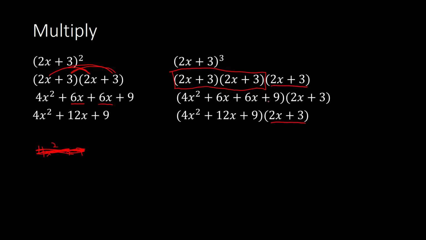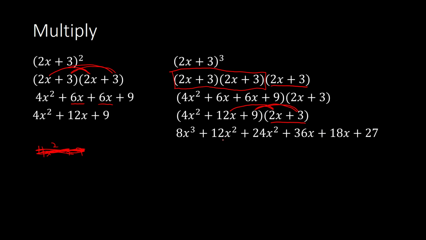Okay, so then you would distribute like we showed you in the previous slide, where I take 4x squared times 2x, 4x squared times 3. That would give me 8x cubed, and 4x squared times 3 gives me a 12x squared. Then do the same thing with the 12x times the 2x, and then 12x times the 3. That gives me a 24x squared. 12 times 3 gives me a 36, and then the x. And then the same thing with the 9. 9 times 2x, and 9 times 3. So we have 18x, and 9 times 3 is 27.